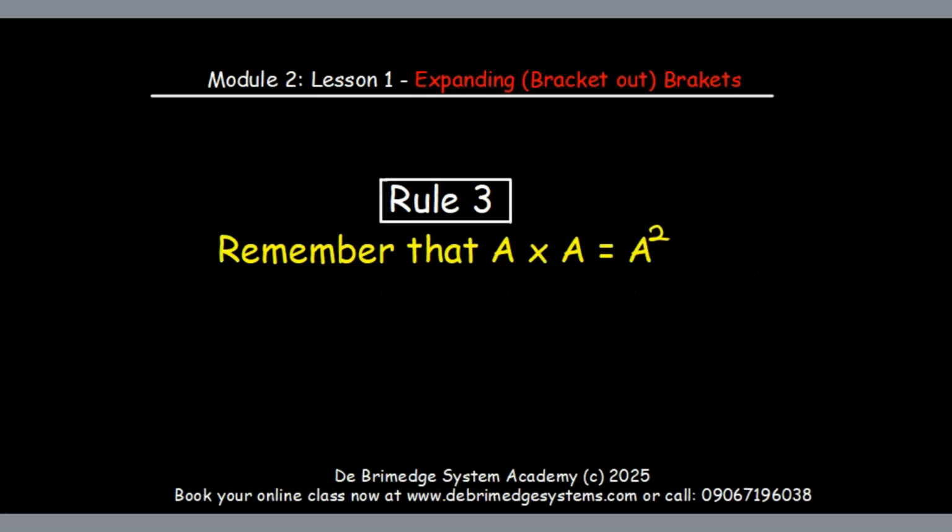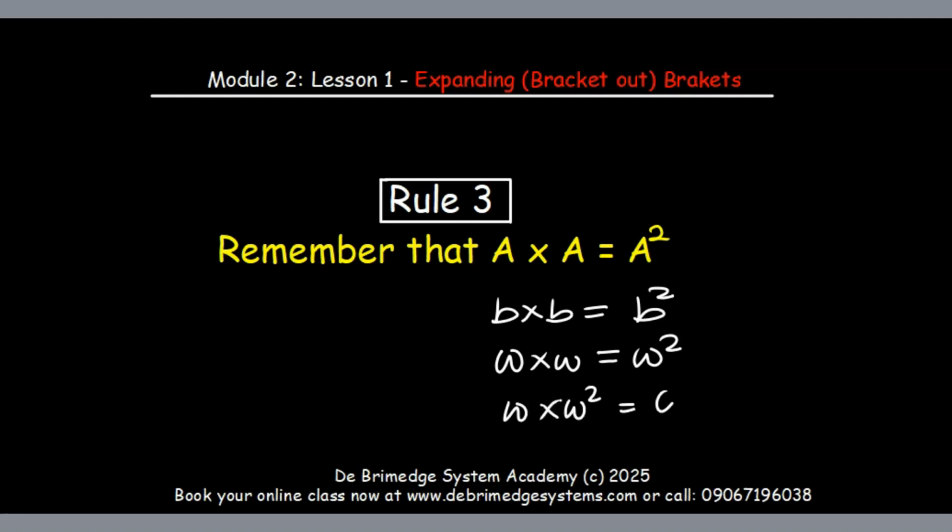Next rule. Let's look at rule 3. Remember that a times a will give us a squared. So in multiplication, this is what it gives us. b times b will give us b squared. w times w will give us w squared. And remember, w times w squared will give us w cubed. Please, it's important we take note of this. These are the rules that guide multiplication in algebra.